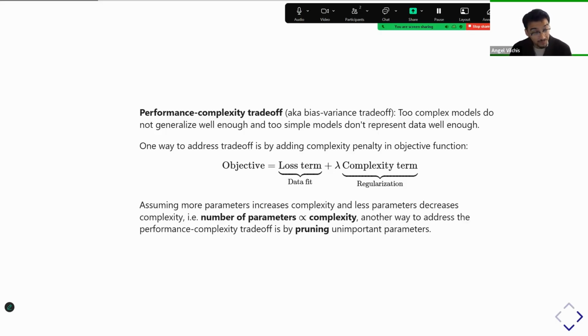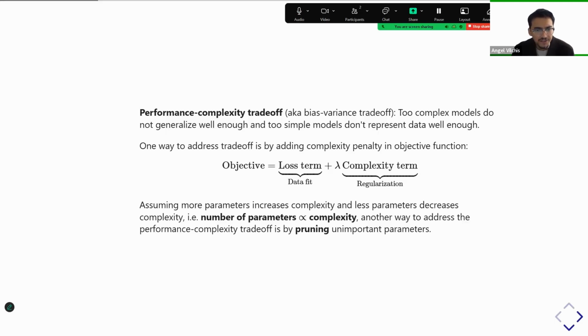If a model is too simple, then it won't model whatever it is you want to model well, both the training data and the test data. It'd just be too simple to be powerful.